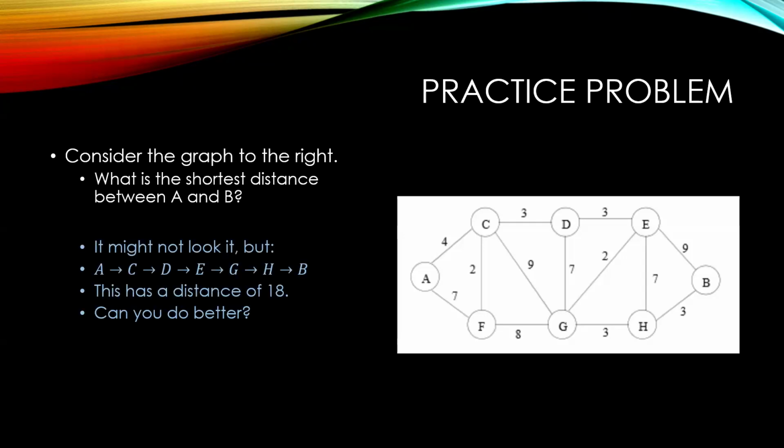Mind you, there isn't one set strategy for doing this, but eyeballing it, it looks like the quickest is going to be to go from A to C to D, and then to E, then G to H to B. It certainly is not a direct path, but as far as distance-wise, this would have a distance of 18. And I don't think you can do any better than that. I studied it for a while, and that seems the best you can do. But take a look. Can you do any better?